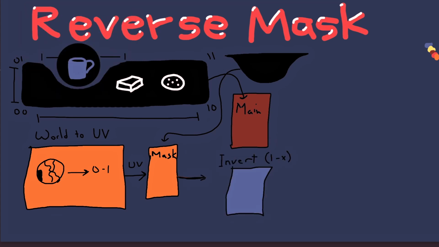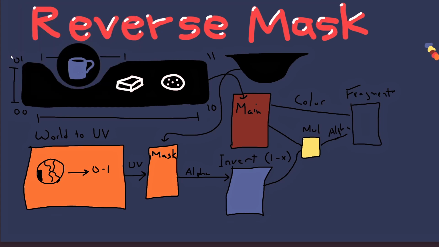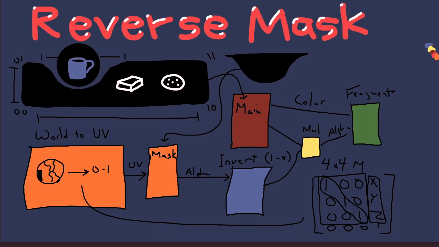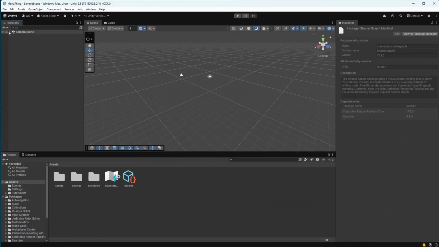Now, that's all going to be solved with a transformation matrix, and I'm going to show you guys how to use that. In the end, it all comes down to just inverting the mask, multiplying the alphas, and drawing it on the screen. I'm using Unity 6.3 and SRP.